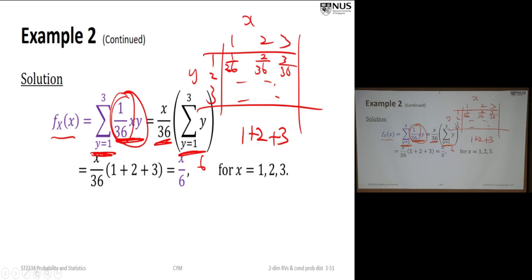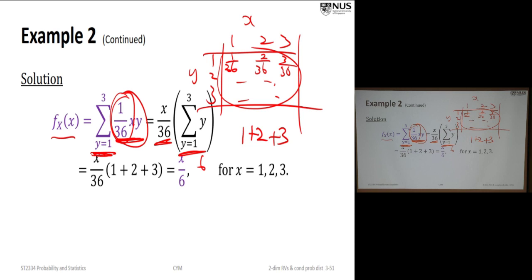X over 6. So I don't have to evaluate every entry of this joint distribution and then do the addition. So I know the answer is x over 6. And this is valid for x equal to 1, for x equal to 2, and for x equal to 3.